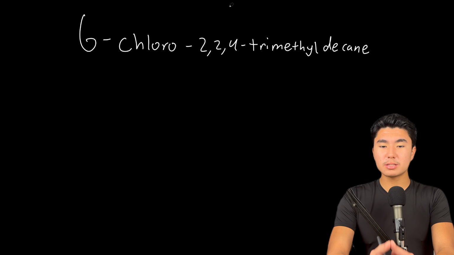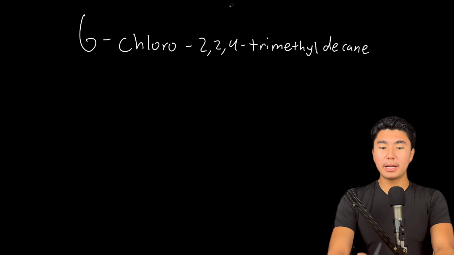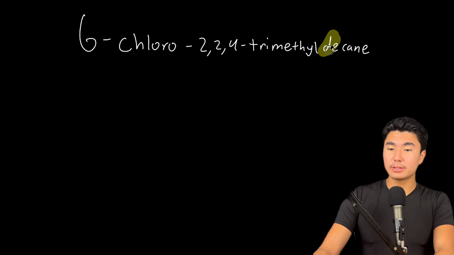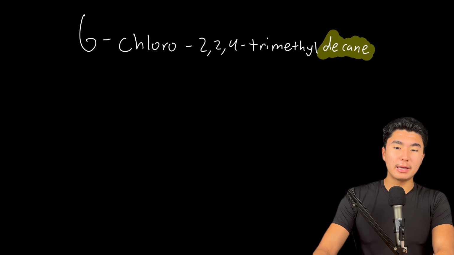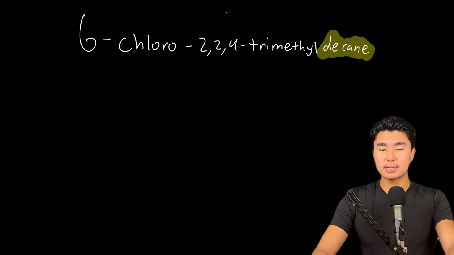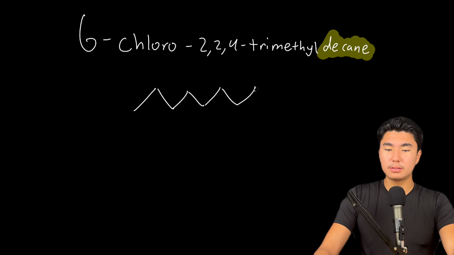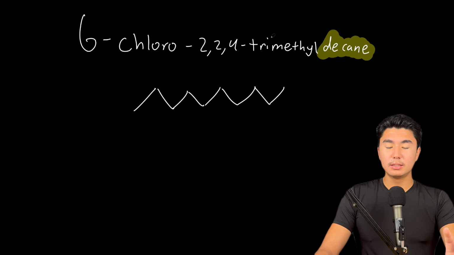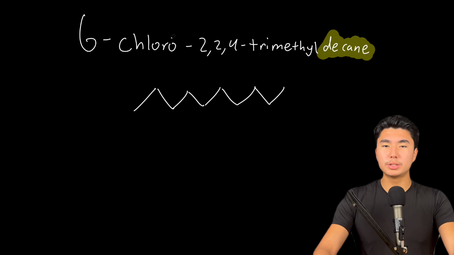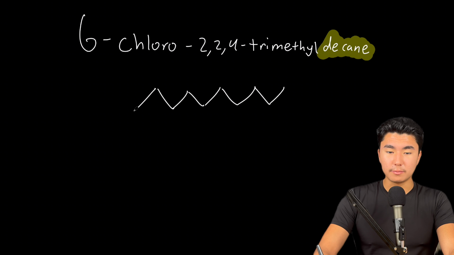So I want you guys to pause this video and see if you can draw out this organic molecule right here. To start off, we always need to look at that end word over here, decane. A decagon has 10 sides, 10 carbons. This is 1, 2, 3, 4, 5, 6, 7, 8, 9, 10. We have our 10 carbons over here. And now let's look at this 6-chloro just to get it out of the way. So we have 1, 2, 3, 4, 5, 6, chloro.